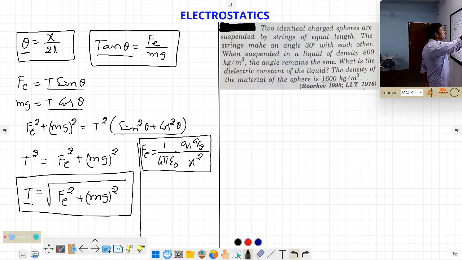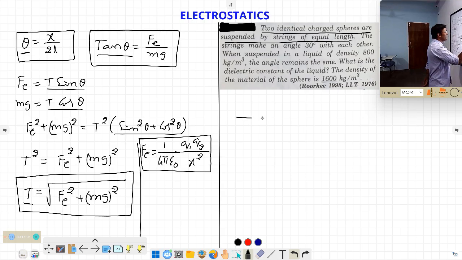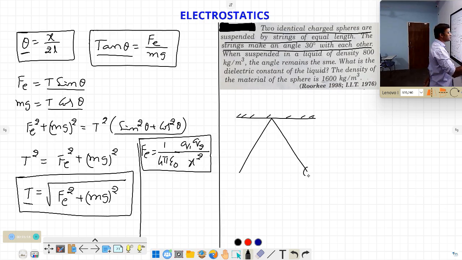So what is given? Two identical charged spheres are suspended by strings of equal length. Same as what we discussed just now. We took two spheres and suspended them, and after suspension, the strings make an angle of 30 degrees with each other. So here they are making an angle of how much? 30 degrees with each other.